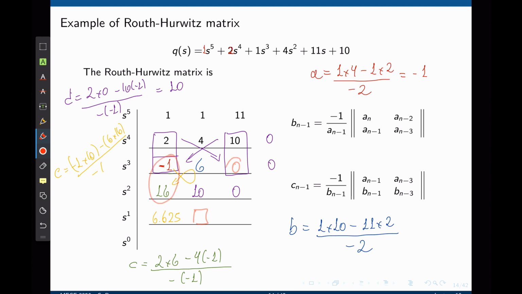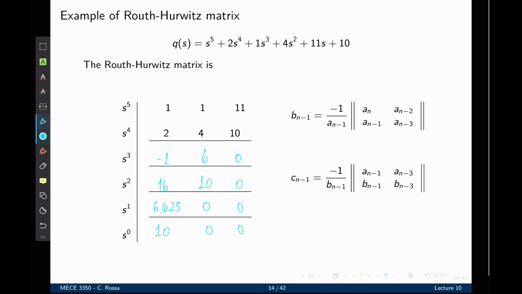So this will now take this 4, and because we have all zeros on this side, we have negative 1 times 0 minus 0 times 16 divided by negative 16. This value here is 0, and so is the next one. The last element that we can call F is obtained with these 4 elements divided by the negative of this one. So 16 times 0 minus 10 times 6.625 divided by negative 6.625. And this is equal to 10.